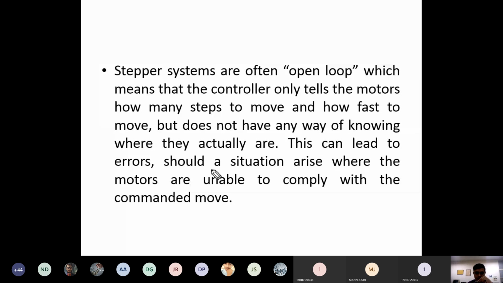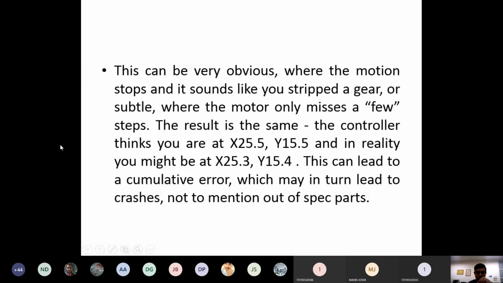Some error is there should a situation arise where the motors are unable to comply with the commanded move. Suppose some fractional movement is commanded on the x axis, y axis or z axis. Then we are not getting the exact movement, but the nearest movement. Suppose 25.4, then we may get a movement of 25.24 or 24.5. So we get the nearest dimension. I'll give you one example of how the stepper motor works.